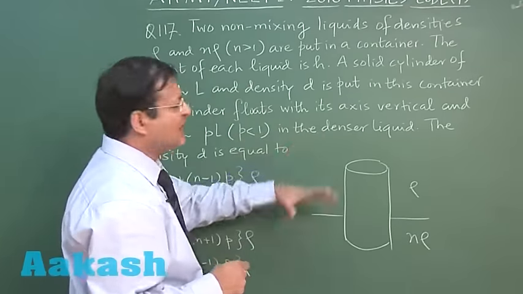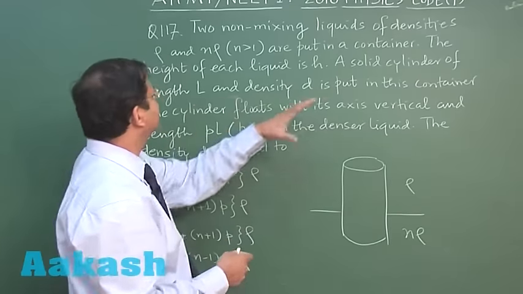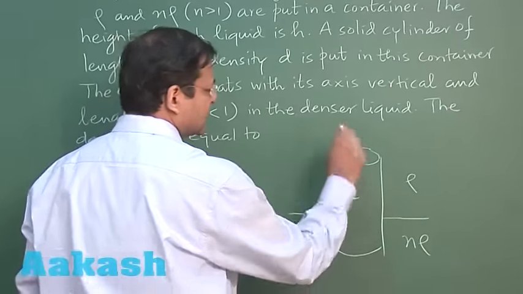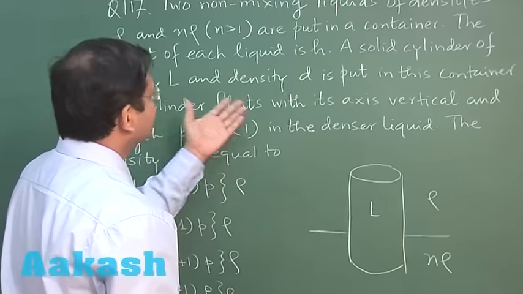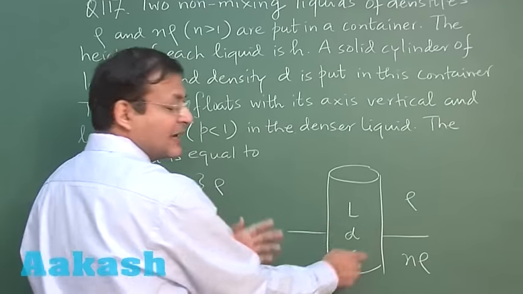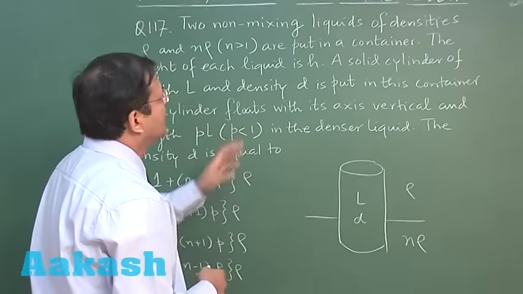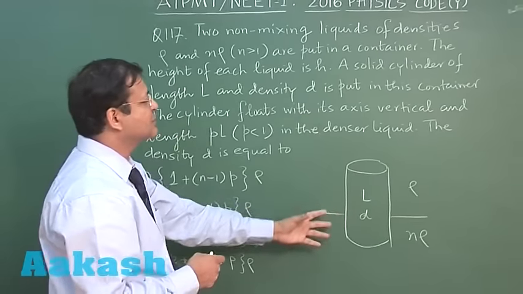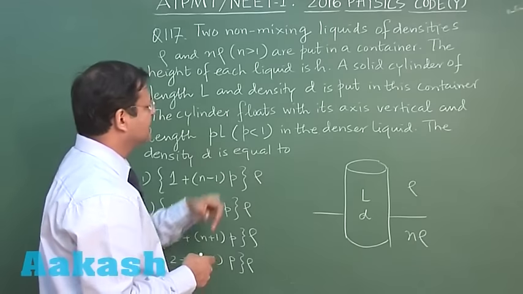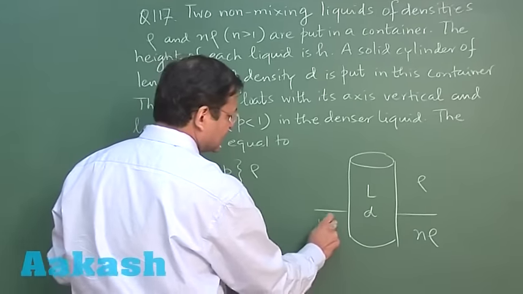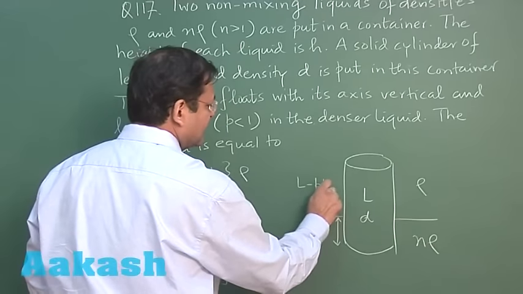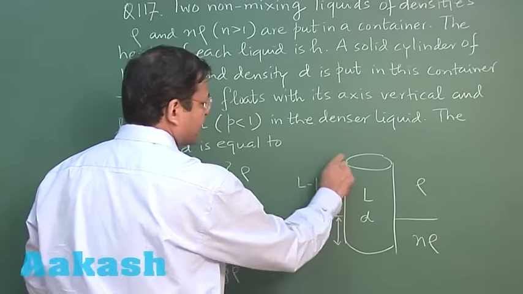In both the cases, liquid height is h, that is immaterial. A solid cylinder of length L, the total length is L, and its density is d. So this will help you in calculating the mass. It is put in this container. The cylinder floats with its axis vertical as it has been shown, and length PL is here. You see, this is the PL length. So naturally L minus PL will be here, isn't it?